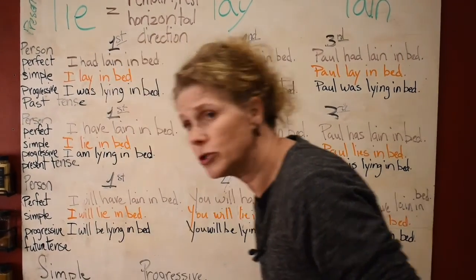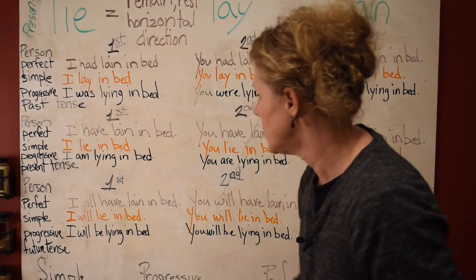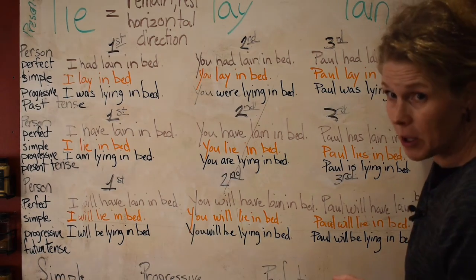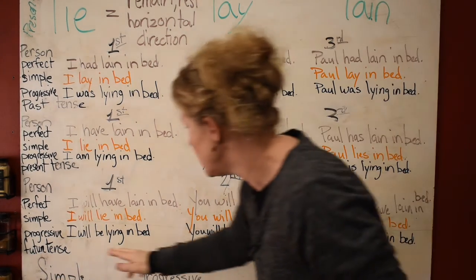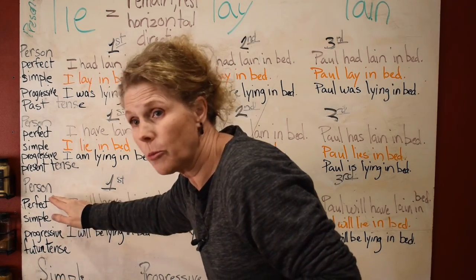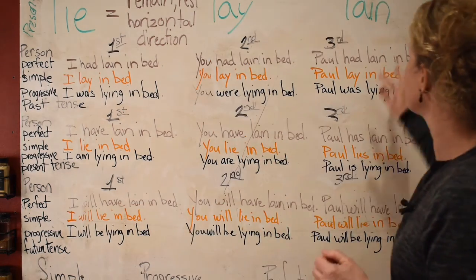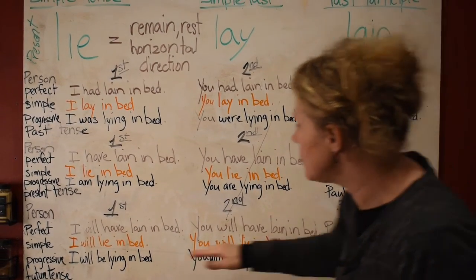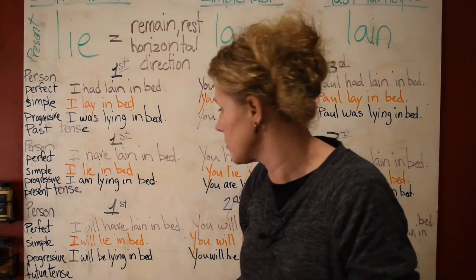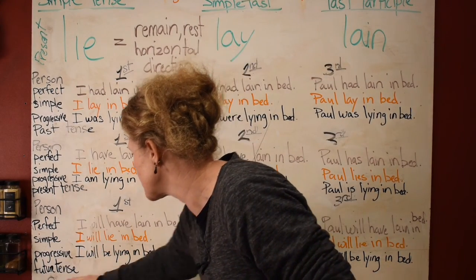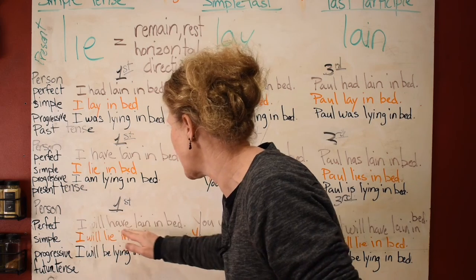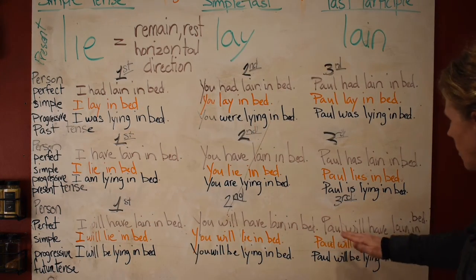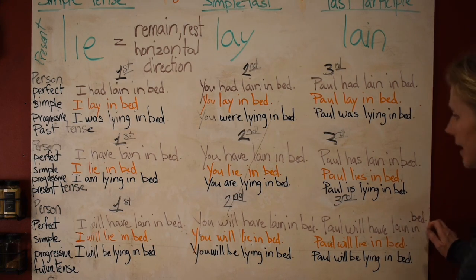We're going to go future perfect. Now in the perfect tense, you have to use your past participle. If we're going to go perfect, no matter what, you need to use lain. But you have to use the proper auxiliary verbs. And the proper auxiliary verbs for the future tense is will have lain. I will have lain in bed. You will have lain in bed. Paul will have lain in bed.